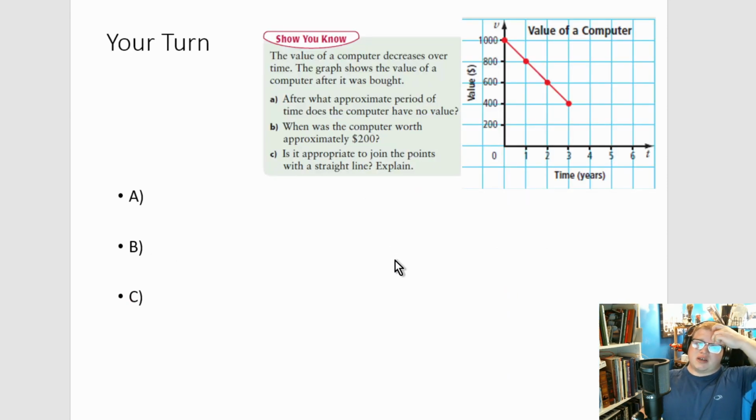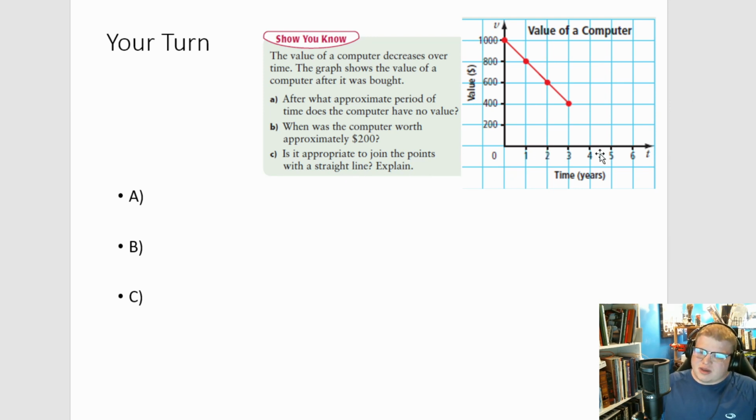Lastly, your turn once again. The value of a computer decreases over time. The graph shows the value of the computer after it was bought. So we're being asked, after what time does the computer have no value? What time is it going to be approximately $200? And is it appropriate to join the points with a line?